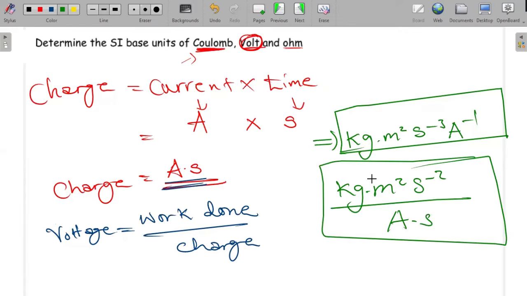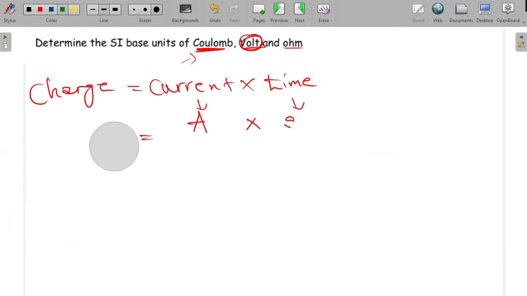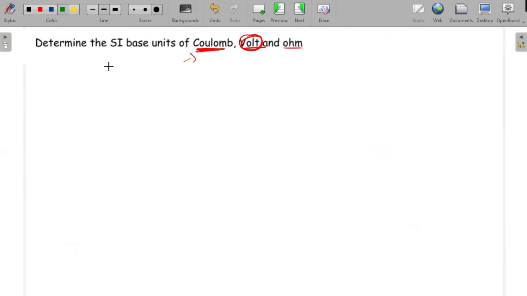Okay, let's look at the ohm. The ohm is used to measure which physical quantity? That would be the first question. Which physical quantity do we measure using ohms? Resistance. Okay, we measure resistance using ohms. So the dimensional formula for resistance is equal to voltage over current. We've already looked at the SI base units for voltage, so that shouldn't be a very big deal.